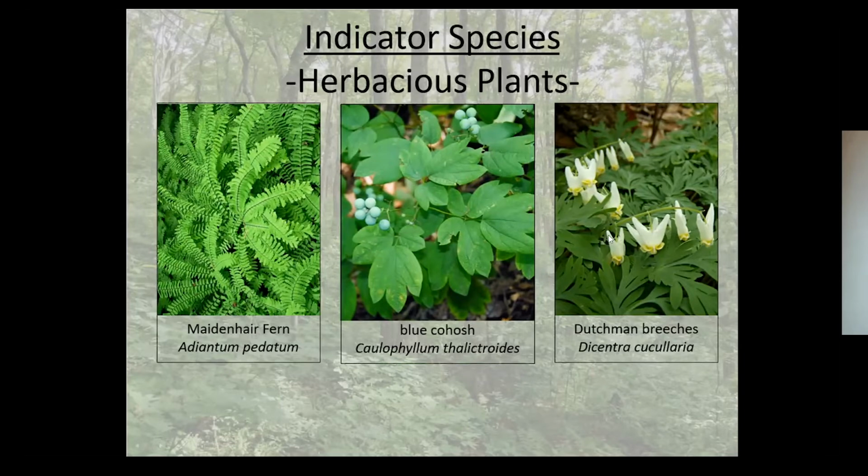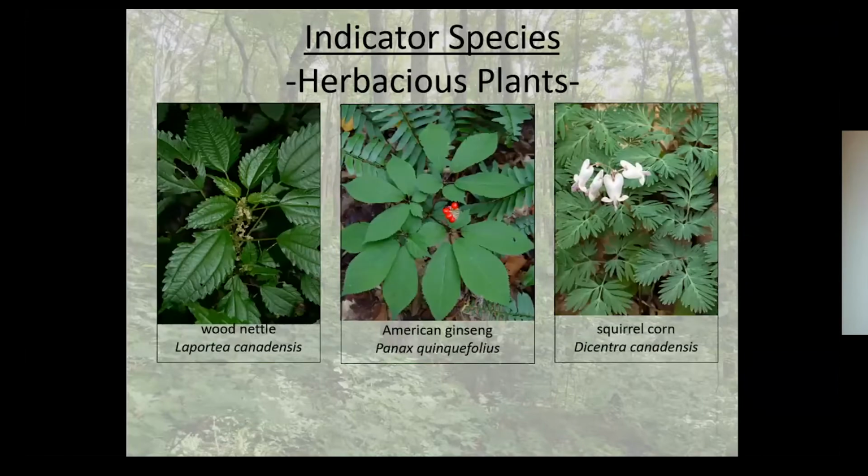Dutchman's breeches flowers in the early spring. The name comes from the little flowers that are formed there. Lower growing plant, doesn't get very tall. We're only talking like 6 inches or so on this plant. It's got an almost geranium-like looking leaf. Another indicator of some nutrient-rich soils.